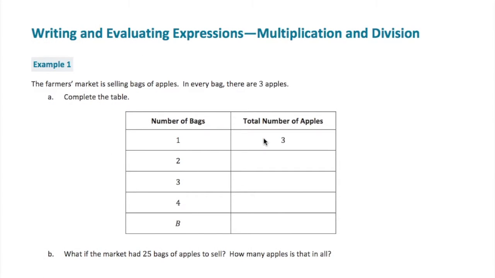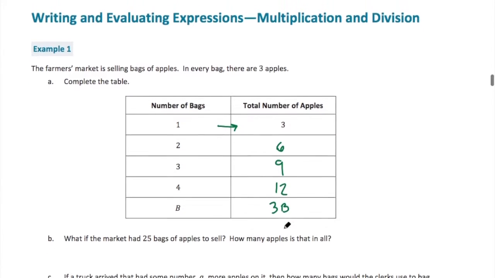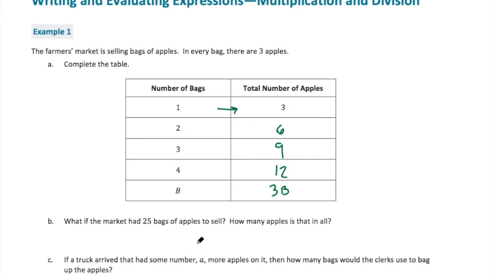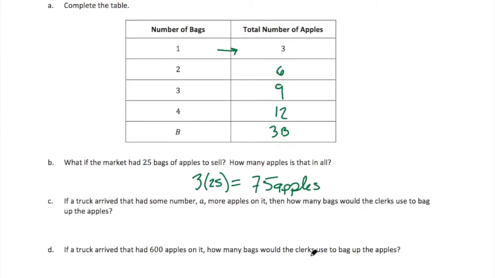Alright, welcome back again, and now we are looking at expressions that have multiplication and division in them. So if there are 3 apples in every bag, then if we have 1 bag, we're going to have 3 apples. 2 bags, 6 apples. 3 bags, 9 apples. 4 bags, 12 apples. Well, in general, if there's B bags, 3B will be the number of apples. So 3 times 25 will give us 75 apples in 25 bags.